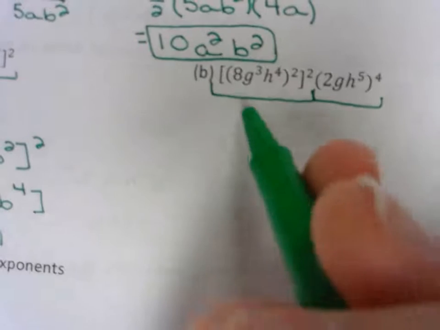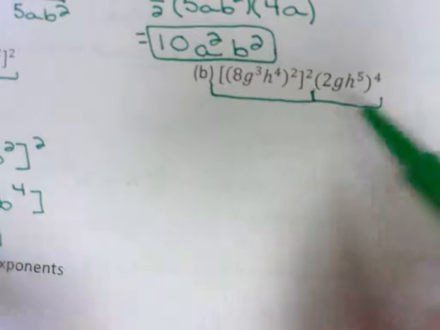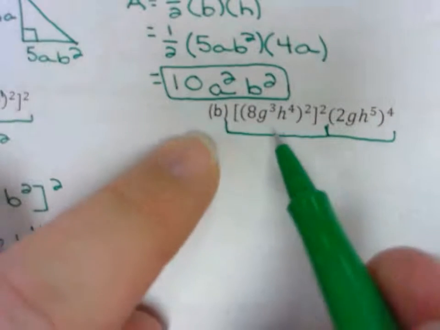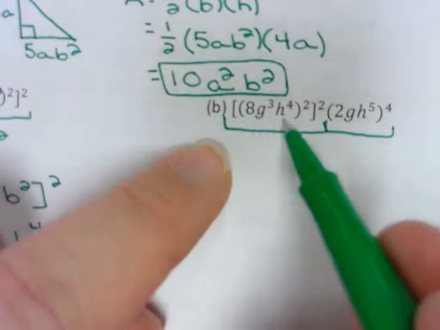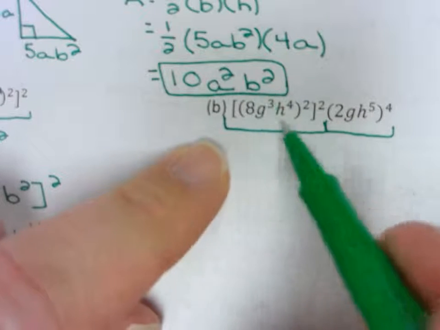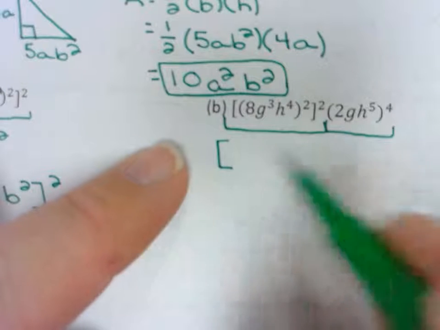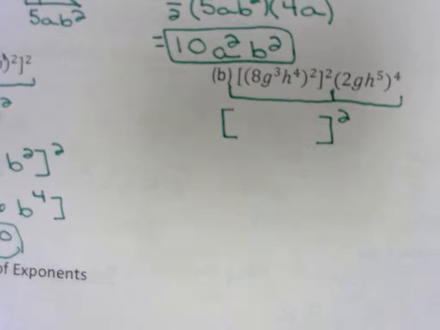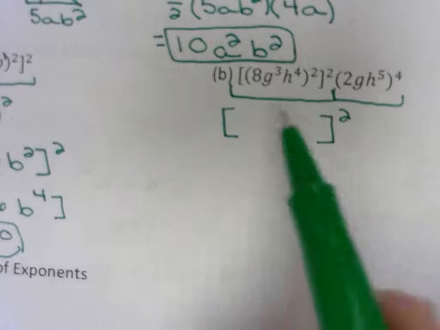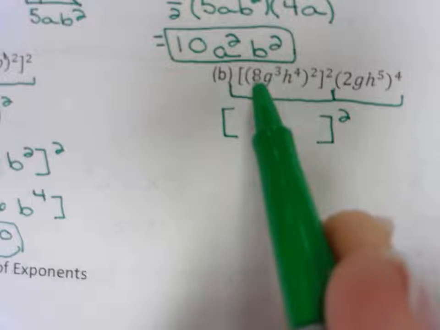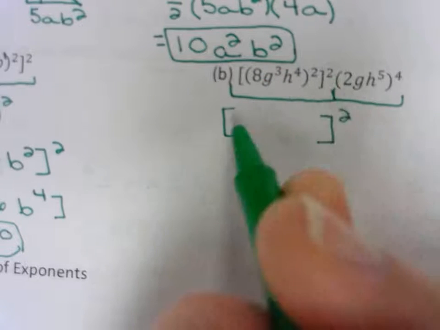This first part here on the left, what part am I going to have to deal with first? Well, we're going to start with my inside part first. So we're going to deal with this 8g cubed h to the 4th squared. We're going to deal with that part first. So we're still going to have it all squared. We're not going to deal with the outside squared part yet. We're just going to deal with this inside part. So let's simplify this. What is 8 squared? Whole number. Treat it like normal. 8 squared.